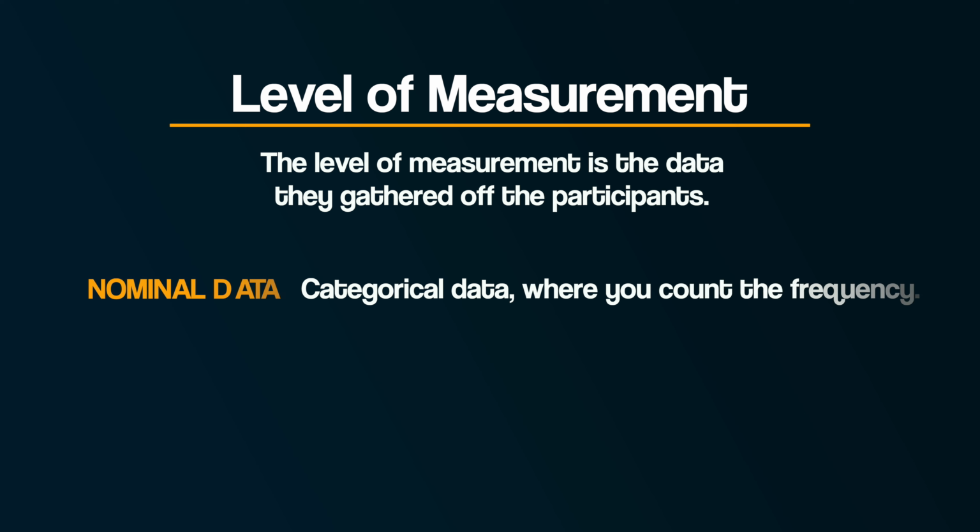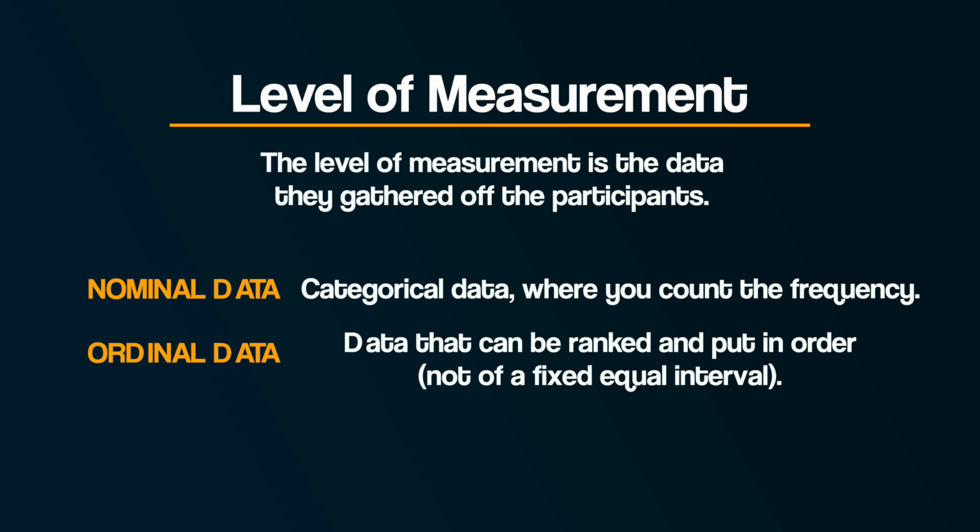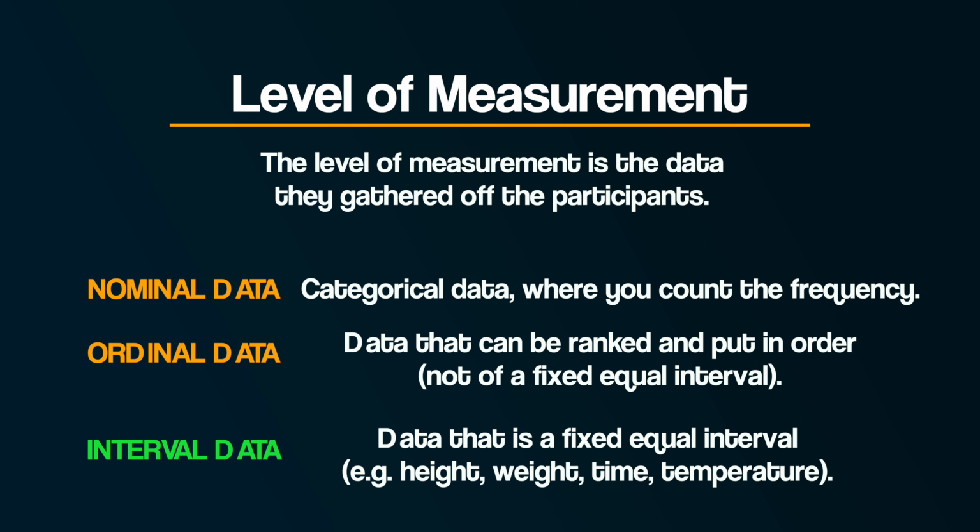Nominal data is data that's in categories and frequency. Ordinal data is data that can be ranked or put in order and is not of a fixed equal interval. Measuring beats per minute in terms of time and measuring the amount of something in terms of grams are examples of measurements that have a fixed equal interval.